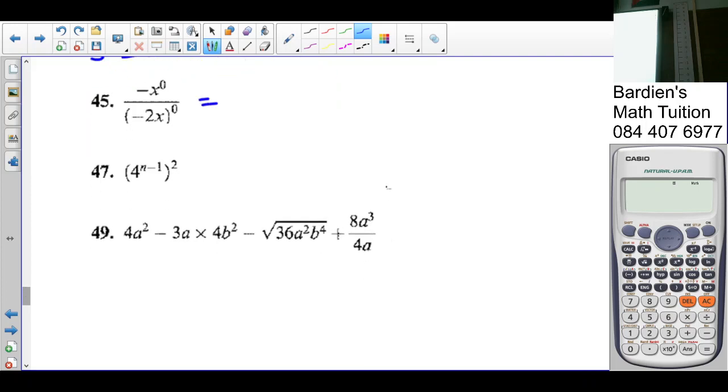Anything to power 0 is? So that will give you over. Anything to power 0 is? Everything in that 0 is going to give you, which is?